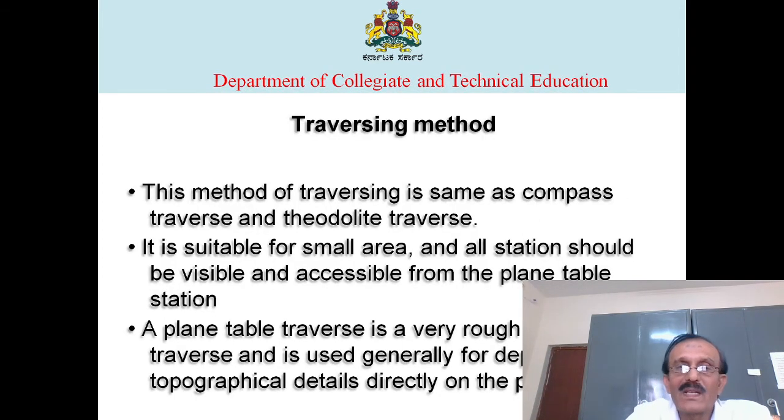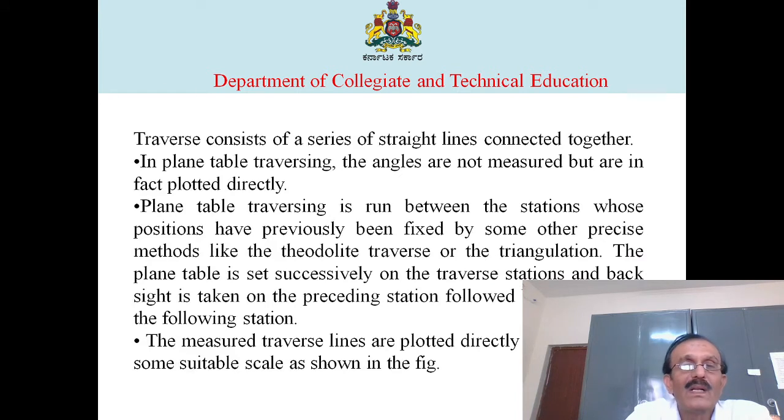The traversing method. This method of traversing is the same as compass traverse or theodolite traverse. It is suitable for small areas and all stations should be visible, intervisible and accessible from a plane table station. A plane table traverse is a very rough type of traverse and is generally used for depicting the topographical details directly on the plane table. The traverse consists of a series of straight lines connected together. In plane table traversing, the angles are not measured but are plotted directly.